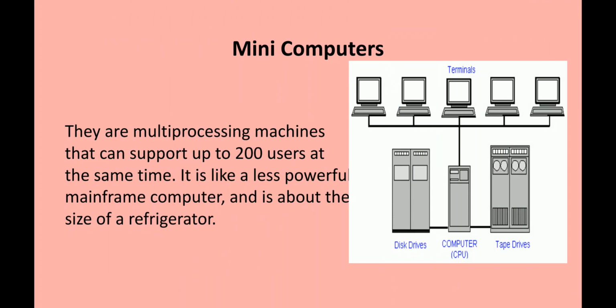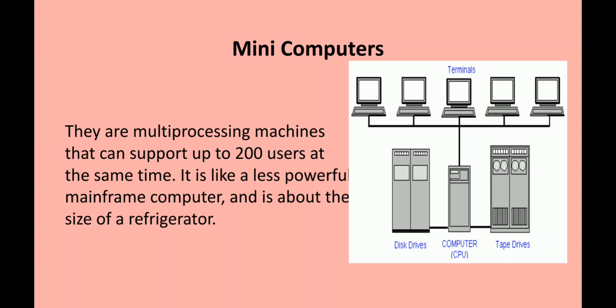Then next one is your mini computer. What is it? Mini computers have a high processing speed and are costlier than microcomputers, because microcomputers are used for one person, for individuals. So in terms of size and processing capacity, they come in between mainframes and microcomputers. Several users can use it at the same time.